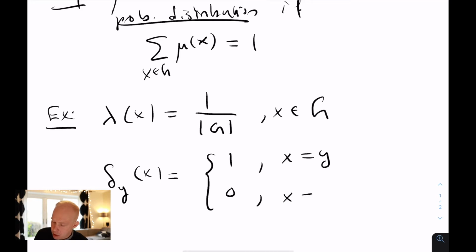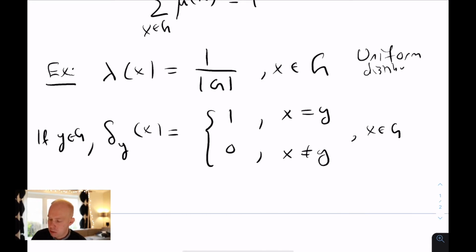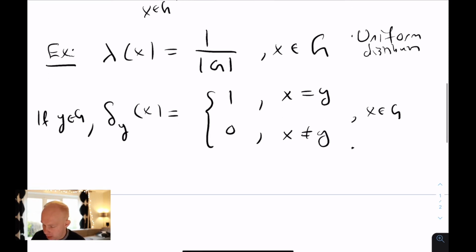So this is for any x in G, and this is some y in G. We define the Dirac mass. This is called the uniform distribution, and this I would call the Dirac distribution. The uniform distribution is sometimes also called Haar distribution, or Haar measure, or the Lebesgue distribution. There are various ways to define this notion, but these are the two main examples that you typically have.